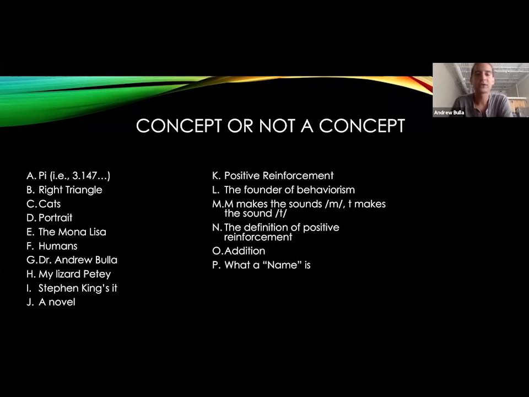All right, so let's go through these. So pi, that is not a concept. There's only one sequence of numbers that is pi, so that's a non-example. A right triangle is a concept. Although there are critical features, the size, the color, the orientation, all those things can vary. So a right triangle is a concept. Cats is a concept. A portrait is a concept.